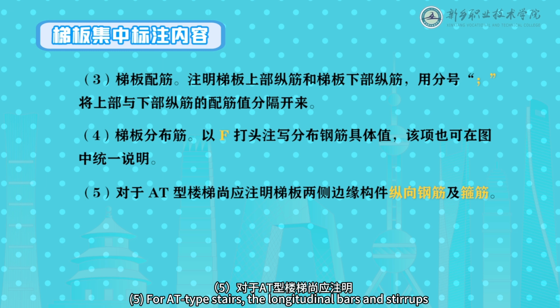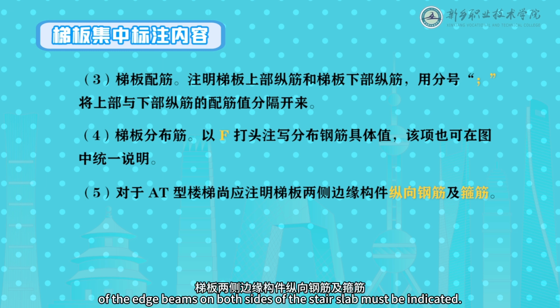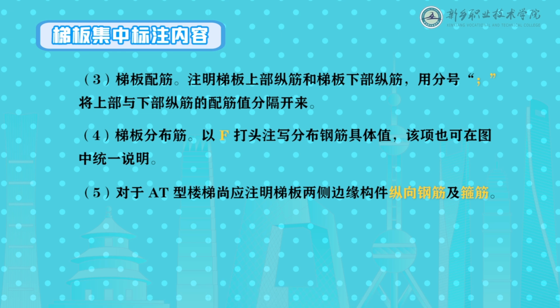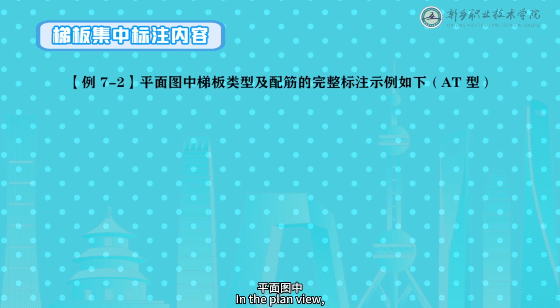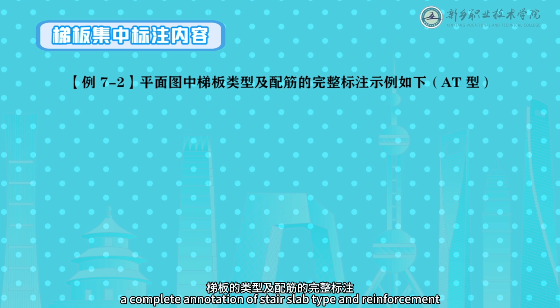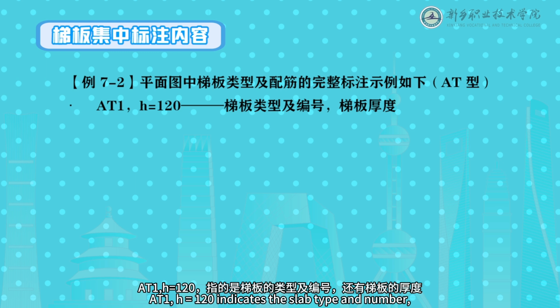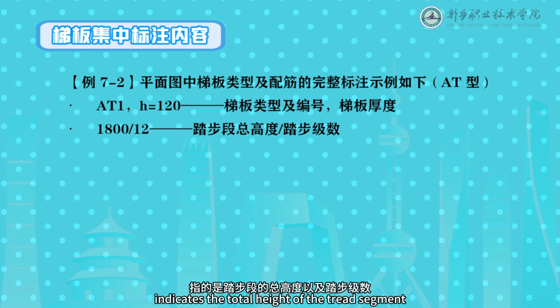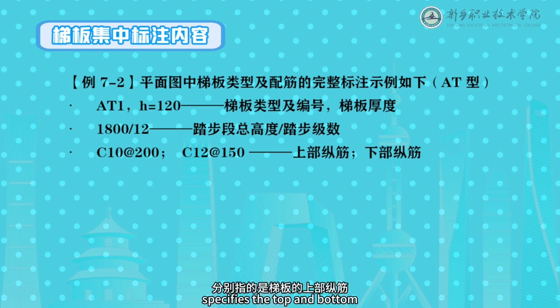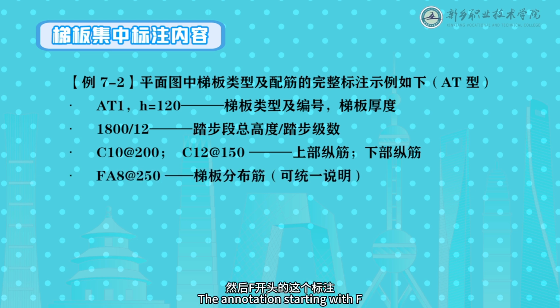5. For at-type stairs, the longitudinal bars and stirrups of the edge beams on both sides of the stair slab must be indicated. Let's look at an example. In the plan view, a complete annotation of stair slab type and reinforcement is as follows. At 1, h equals 120 indicate the slab type and number, as well as the slab thickness. 1800/12 indicates the total height of the tread segment and the number of steps. The reinforcement section below specifies the top and bottom longitudinal reinforcement, separated by a semicolon. The annotation starting with F refers to the distribution reinforcement, which can also be explained collectively.